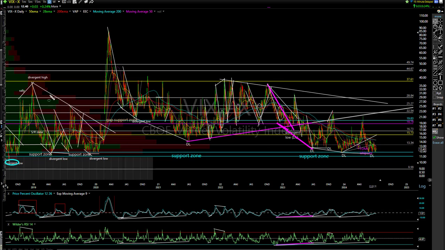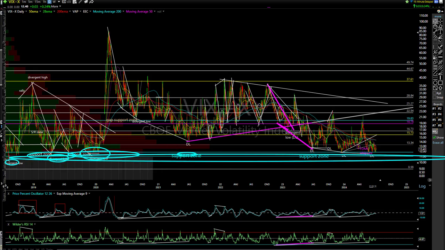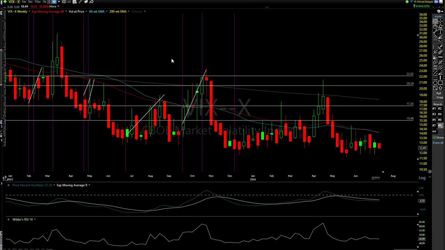This is a divergent low. These are big rallies. These are double and even quite often triple-digit rallies off these divergent lows. But most importantly is this support zone. I've been talking about it for months now. It's a long-term support zone. This is a daily. Here, you can see it on the weekly.